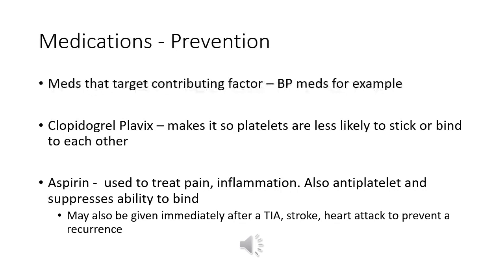Aspirin can also be given a lot of times immediately following a TIA or a stroke, and this is to help prevent a recurrence or help prevent the problem from reoccurring. So it's usually used preventatively, but it's also prescribed after in a lot of cases of stroke.